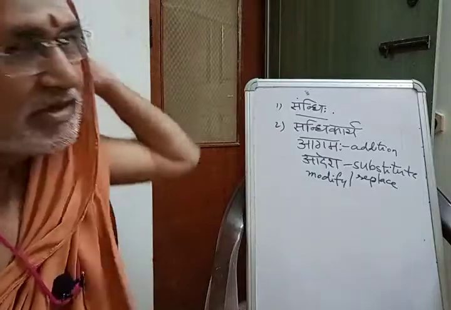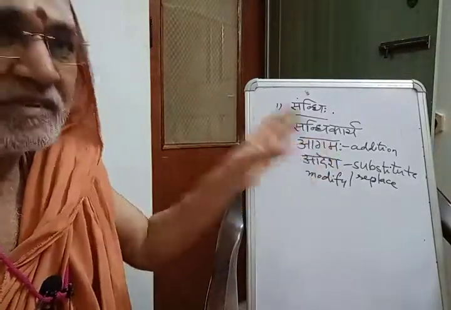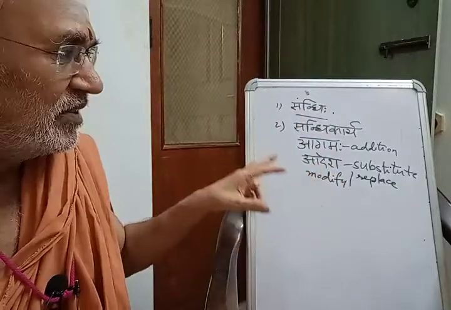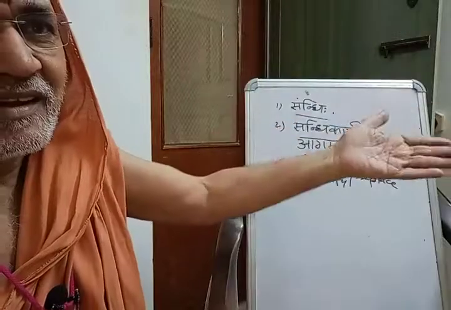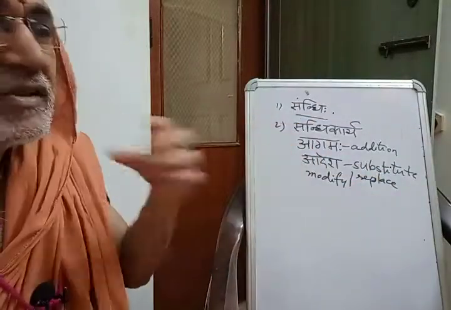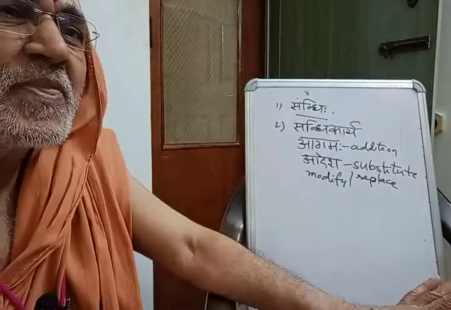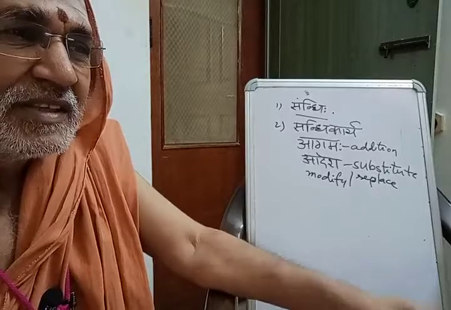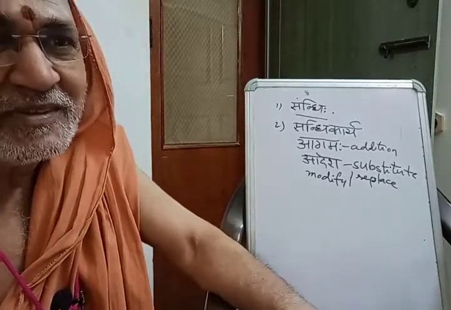So when two letters come together, what change a letter undergoes is a rule. When this letter is followed by that letter, some change takes place. When certain letters follow, the change is either inevitable or optional. Nitya Sandhi or Vikalpa Sandhi.